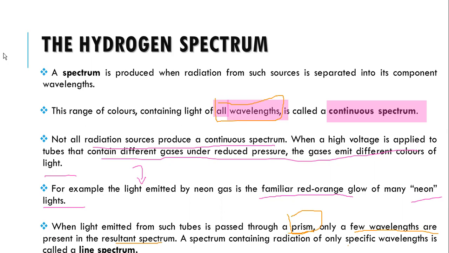This is very important, guys. You should be very careful about that. Only at specific wavelengths can you see the resultant emission. This is what we call the line spectrum. So this is a major example.